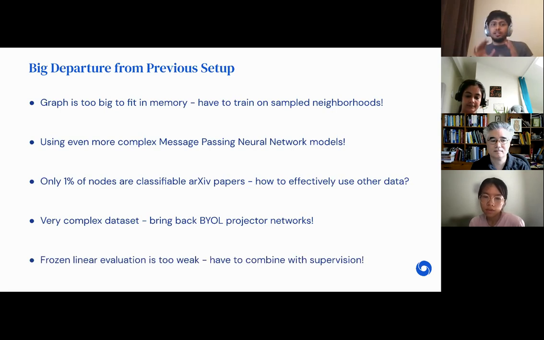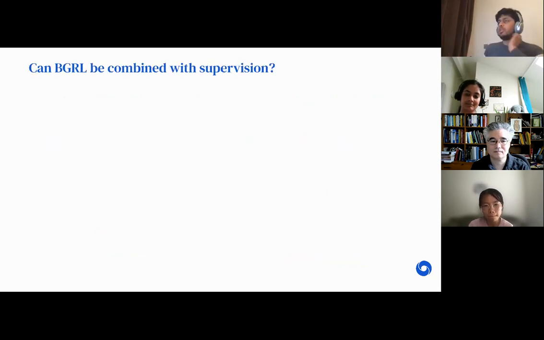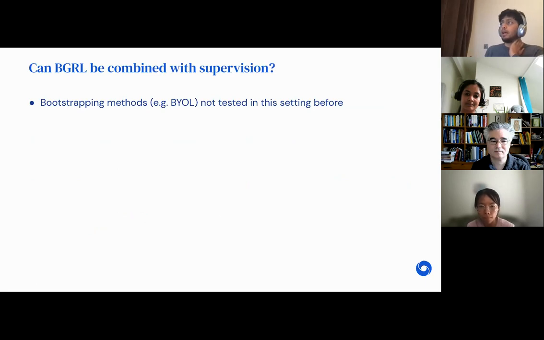And finally, the linear evaluation protocol is definitely too weak for a data set of this difficulty. So we'd have to combine unsupervised learning with supervision. And in my opinion, this was definitely the biggest question mark. Going into it, I was not at all sure whether this would work or not. So we'll go into that in a bit more detail.